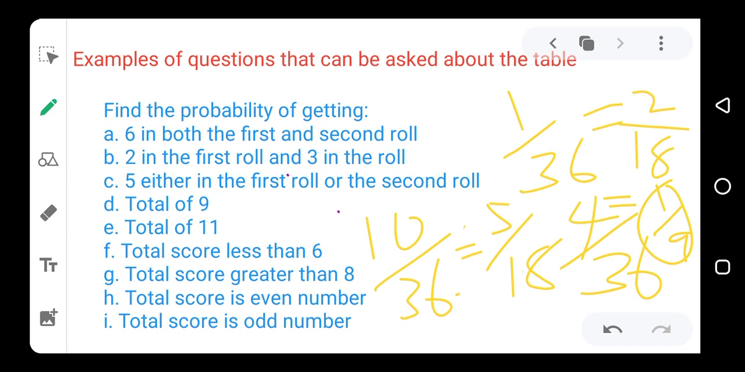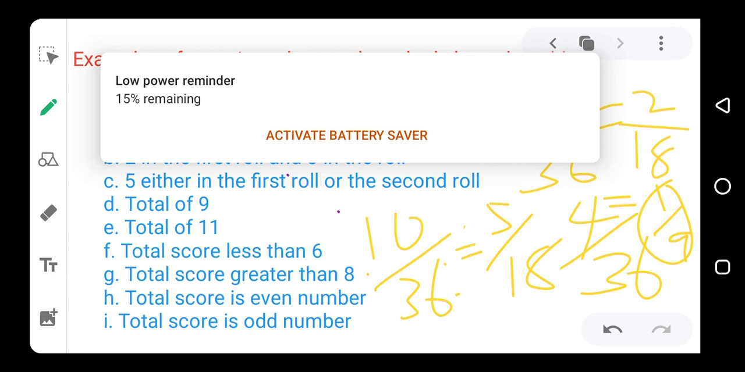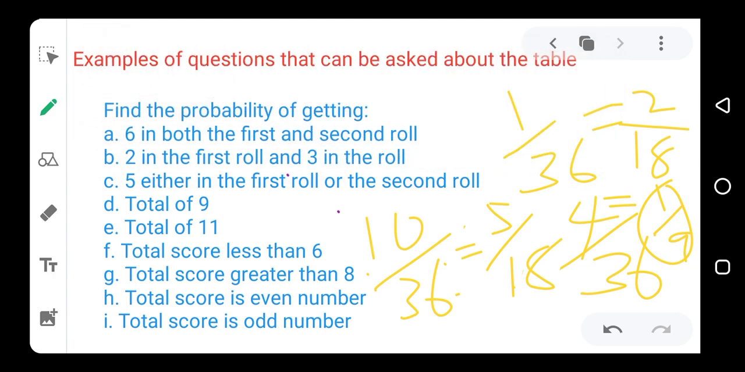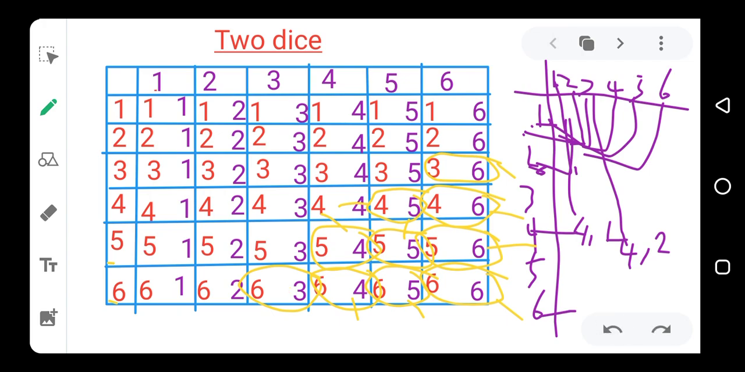Then they can ask us, okay, we answer this one. Now they can also ask us the total number that is less than 6. We also use the same way to look for the ones that are less than 6. And then the total number that is even number. For even number, now see what we do. Total number that is even.